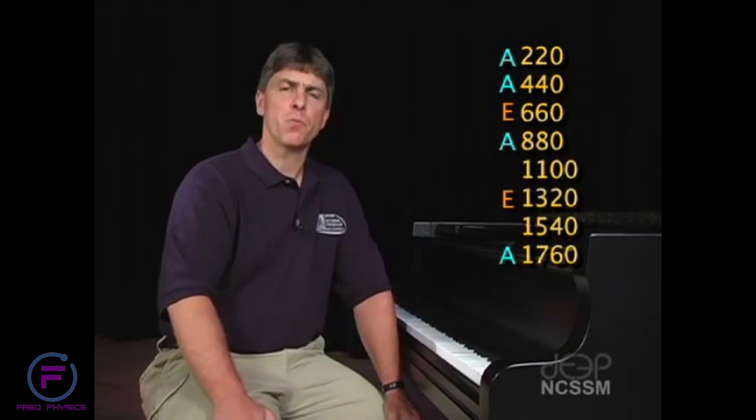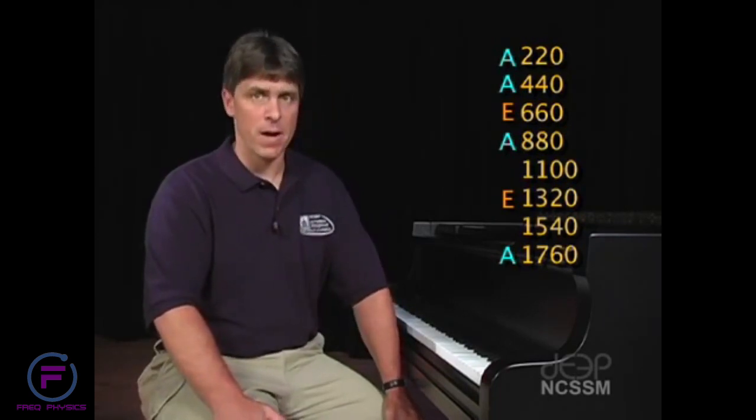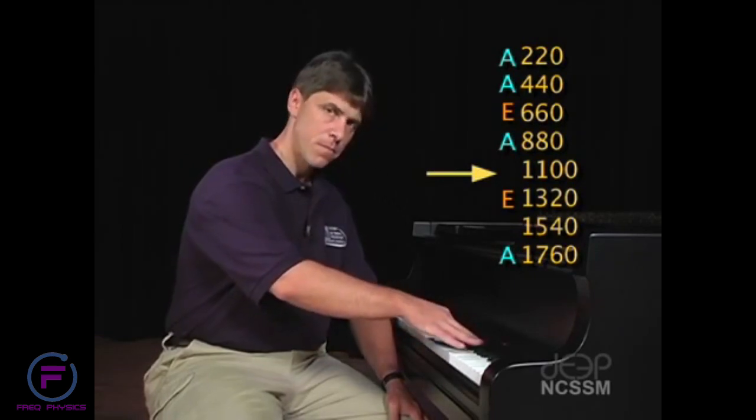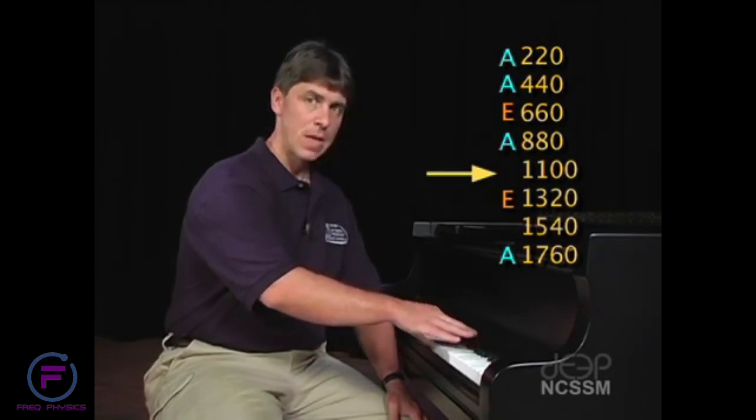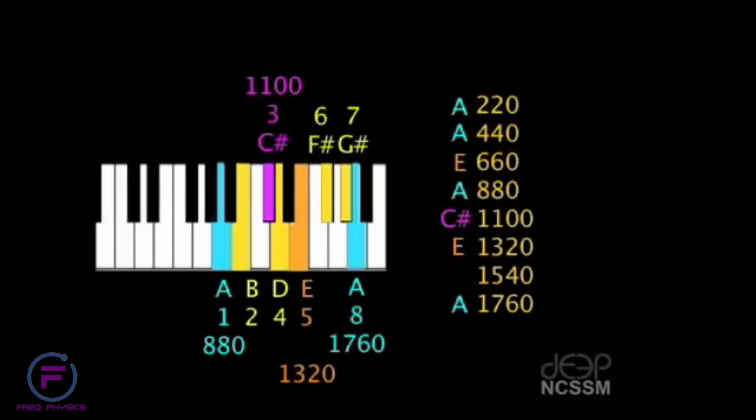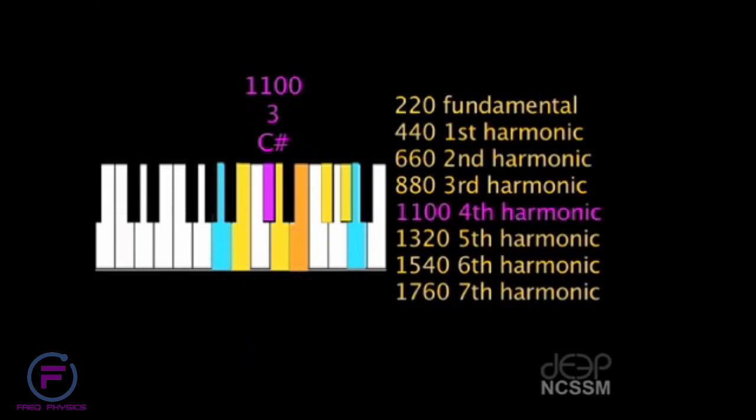Now, let's use some reasoning to figure out the fourth harmonic, 1100 Hertz. If you guessed C sharp, you are correct. Remember that C sharp is the mediant of the A major scale, or the third note of the scale. The fourth harmonic, or fourth multiple of a fundamental, is always the third note of the major scale.